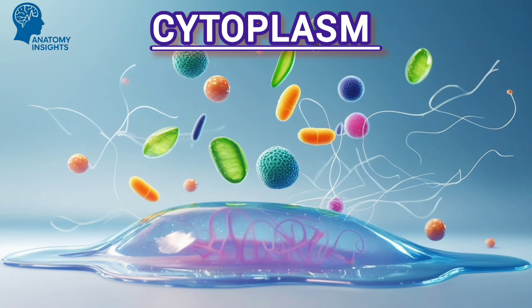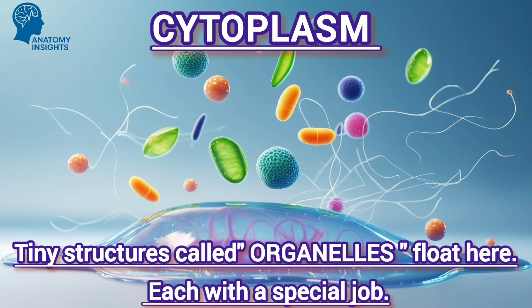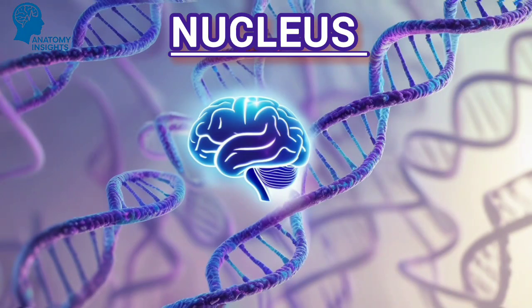2. Cytoplasm. Inside the membrane, there's a jelly-like fluid called cytoplasm. This is where all the action happens. Tiny structures called organelles float here, each with a special job.